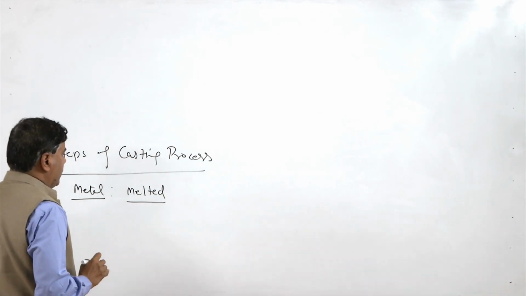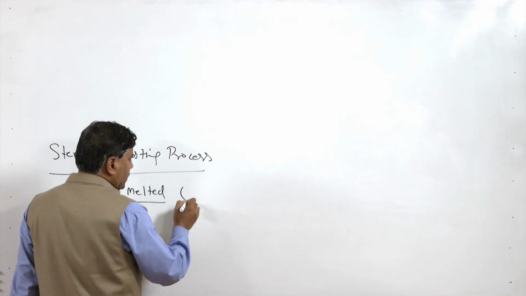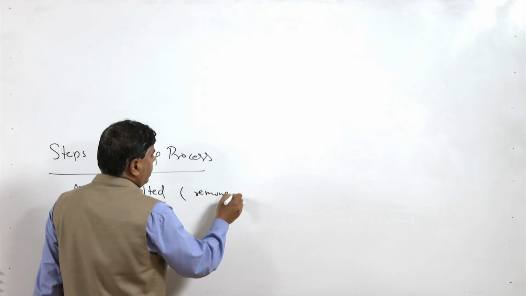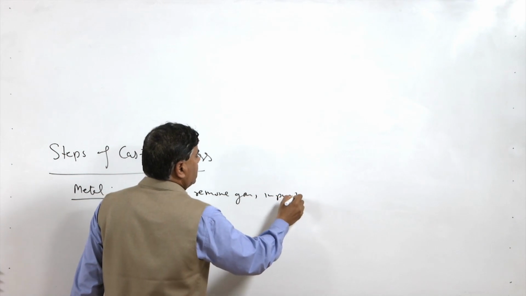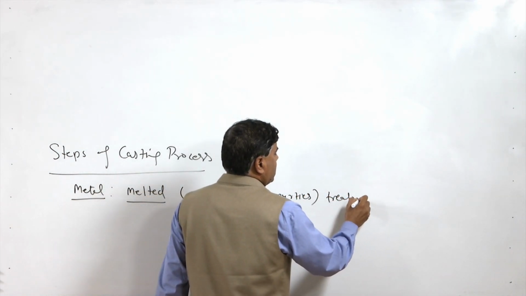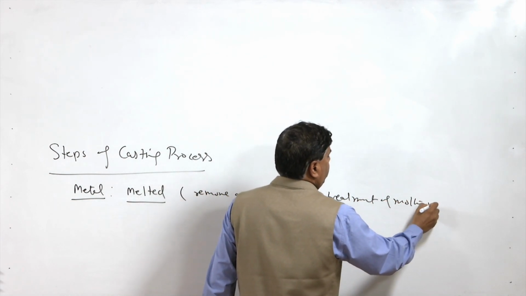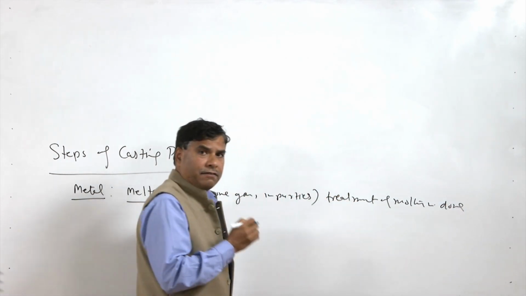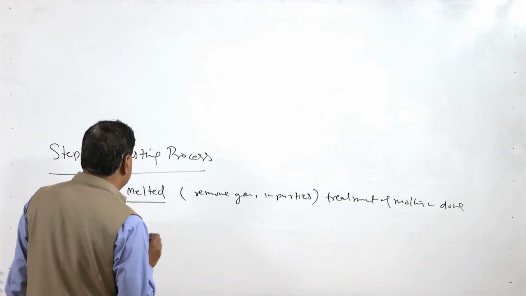And this molten metal, when it is melted, to remove the gases and impurities, treatment of the molten metal is done. So, degassing, fluxing, etc. are part of the process.